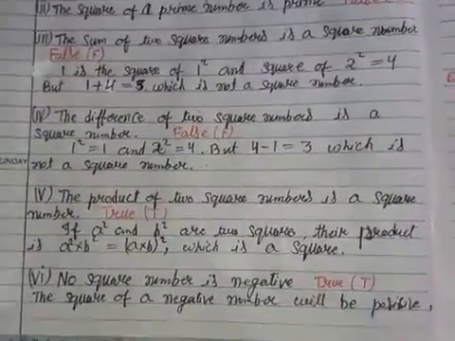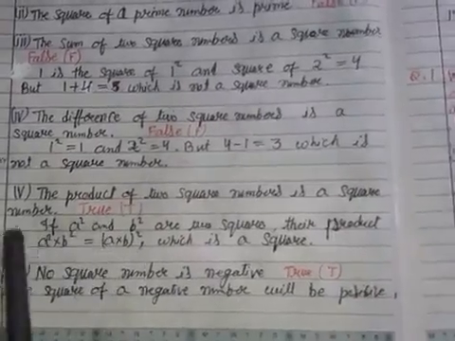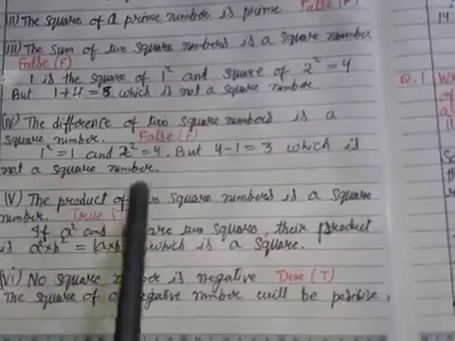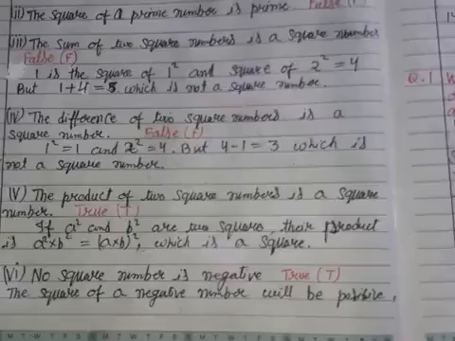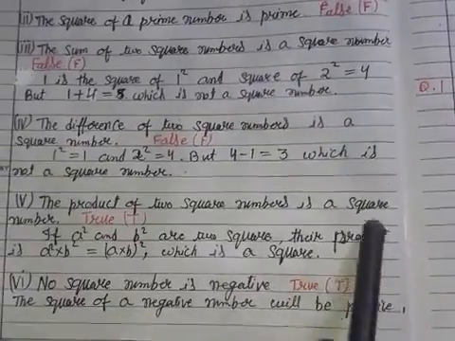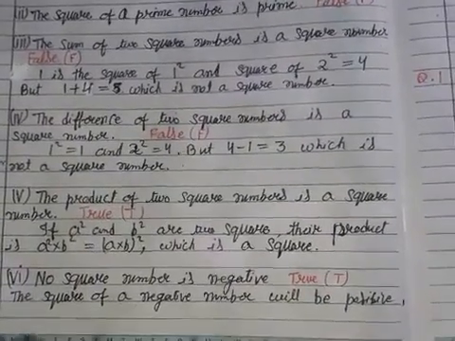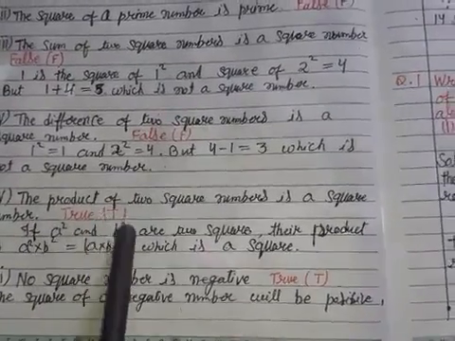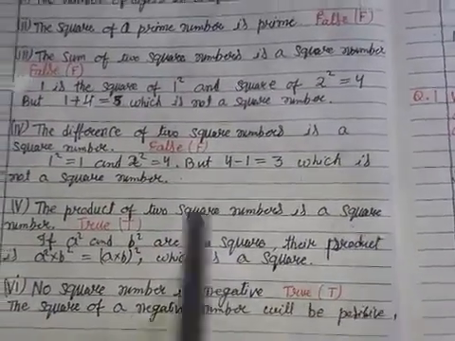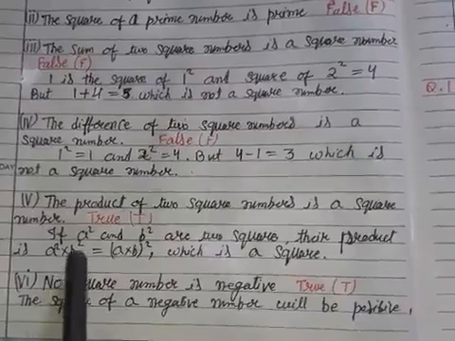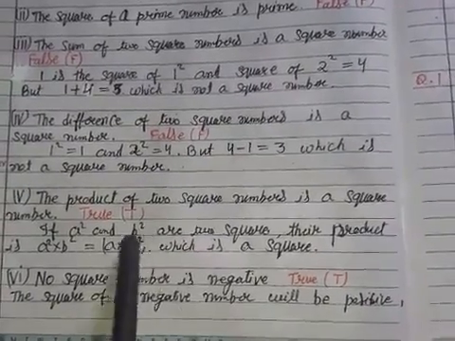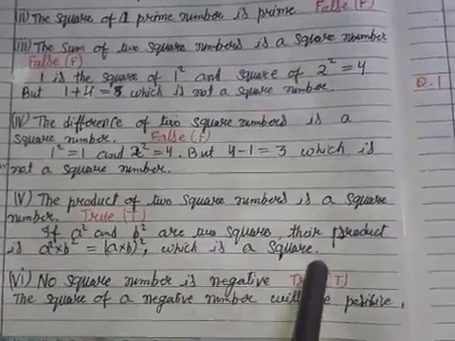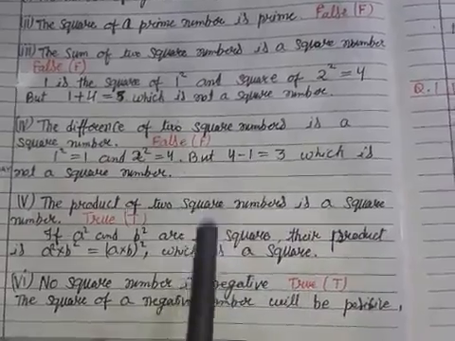Now the fifth question: the product of two square numbers is a square number. It is true. I explain. If a square and b square are two square numbers, then their product is a square into b square. That means (a into b) whole square, which is a square. So it is true.